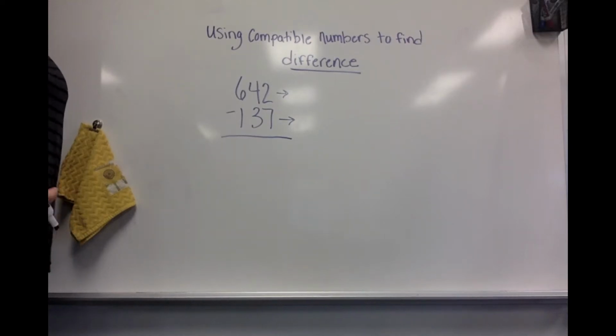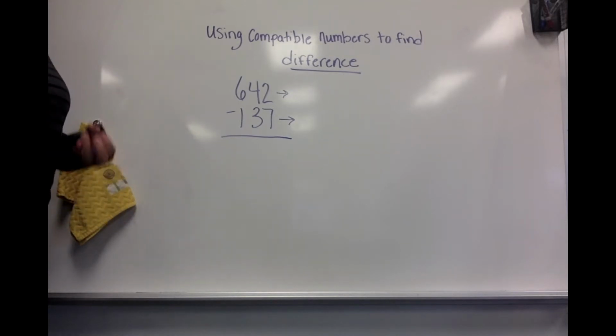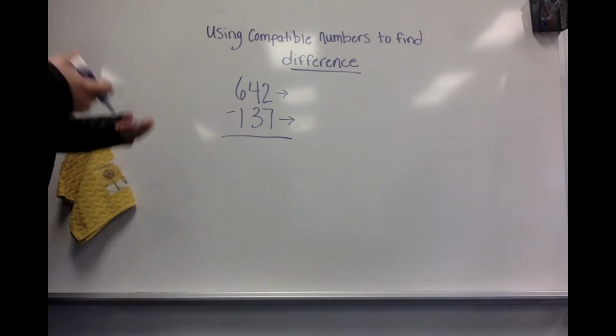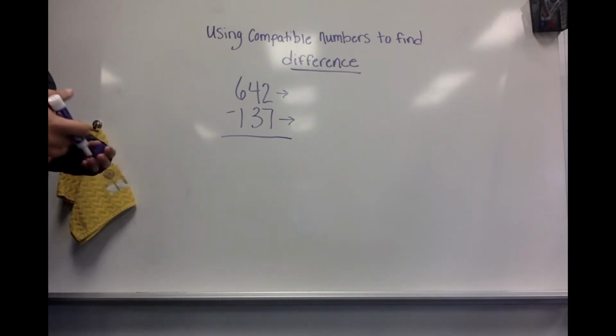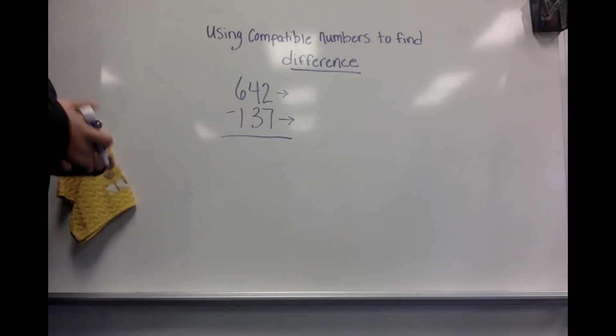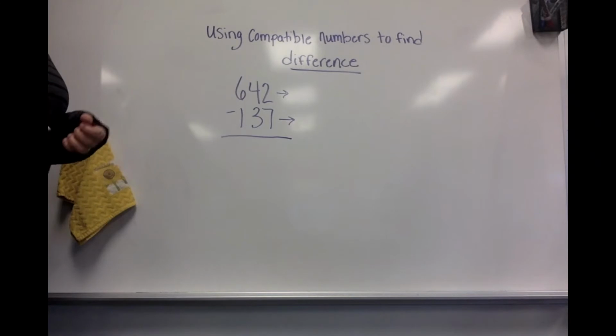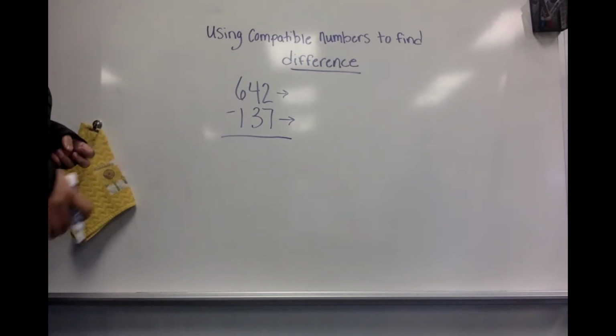Today we will be learning about using compatible numbers to find difference. Difference just means to subtract, and compatible numbers just simply means numbers that are easier to compute or to add or subtract more easily. So the way that I teach my students how to use compatible numbers, whether adding or finding difference, is to round using the tens place or the hundreds place.